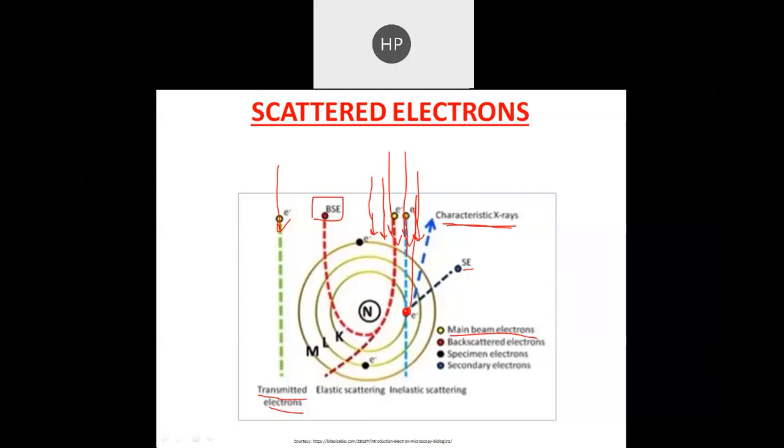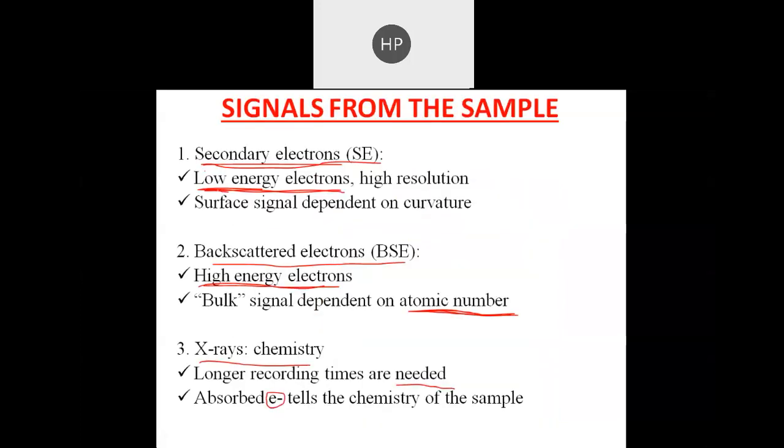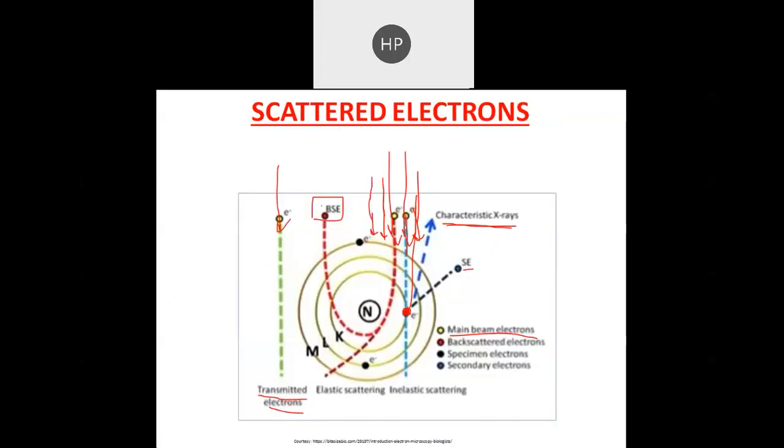As it strikes the electron of the specimen, it will lose its energy, so it becomes a low energy electron. That's why it is known as low energy. Because it strikes the electron of the specimen, it loses its energy, and whatever electron we get from that is the secondary electron, and from that we get some X-rays, that is the characteristic X-ray.